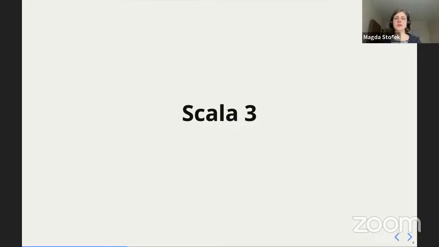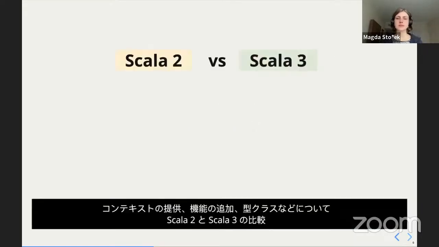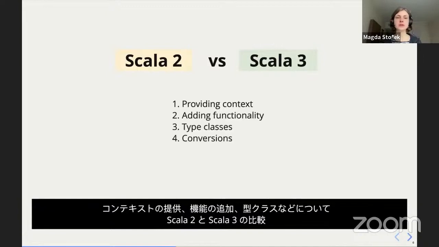So it's probably not a surprise that implicits have been identified as one of the pain points. And the concept of the implicits was completely redesigned to the point where the implicit keyword is gone altogether from the language. You don't have it in Scala 3. What you get instead is you have a couple of new language constructs where each of them does one thing and does it well. So let's see some examples. I'll show to you how to provide context in Scala 2 and Scala 3, how to add functionality to your types, how to define type classes, and how to provide implicit conversions.